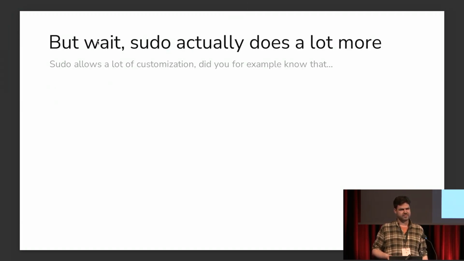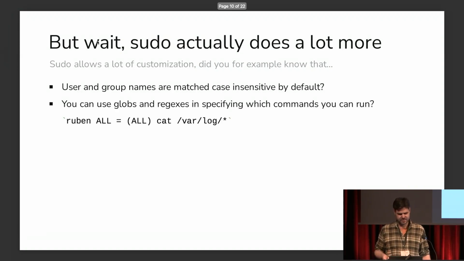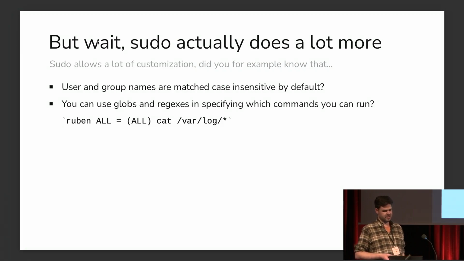So there's actually quite a lot of stuff in sudo that you might not expect. Did you know, for example, that user and group names are matched case insensitive by default, whereas the whole rest of your Linux or BSD system will do everything case sensitive? Kind of weird. Did you know that you can use globs and regexes in specifying which commands you can run?